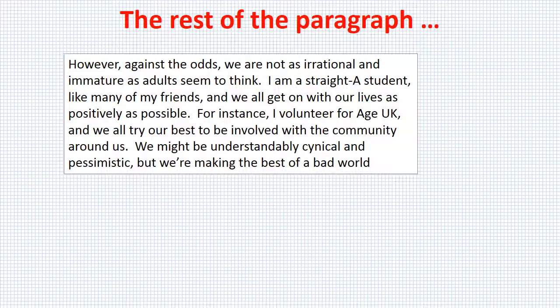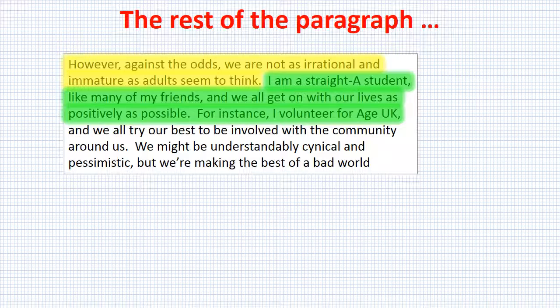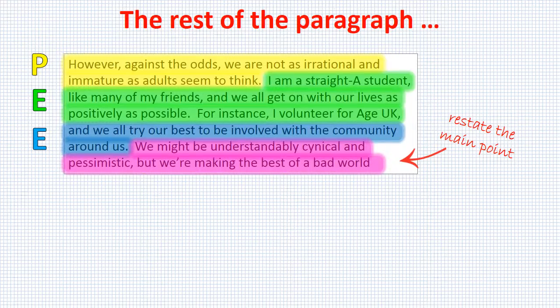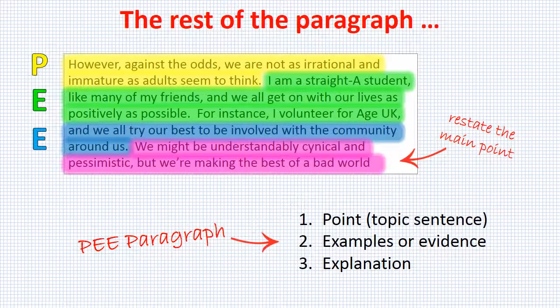So what about the rest of the paragraph? Well, the sentences following the topic sentence should develop that idea. They should offer examples, here, and explain why these examples are relevant and significant, here. We could call this a PEE paragraph, point, evidence, and explanation. The final sentence of the paragraph restates the main controlling idea, here. Jenny follows this convention in the 3 middle paragraphs, those which contain her key arguments.